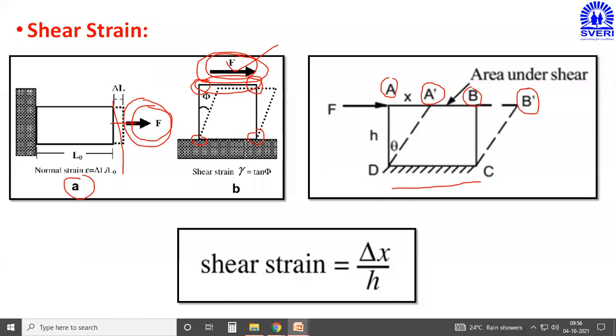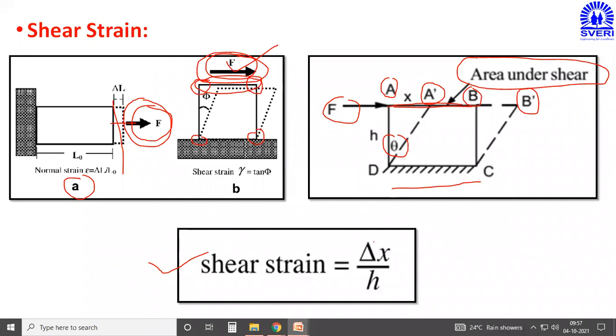And this particular top surface is called the area under the shear, because this F amount of force applied is parallel to this particular cross-sectional area. Therefore, this will be the shear force. And then what is the angle of distortion? That is, theta is the angle of distortion. And based on this distortion, here I have made the definition, that is shear strain is equal to change in dimensions upon original dimension.